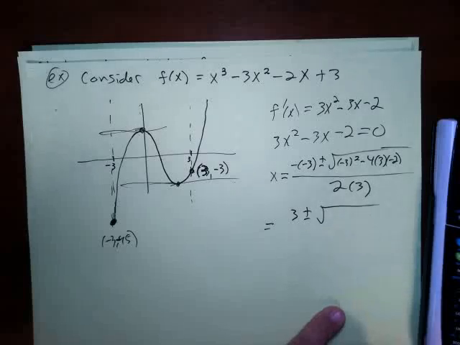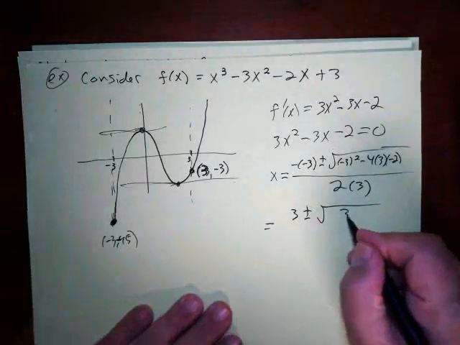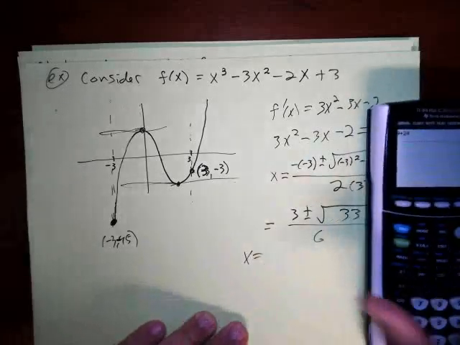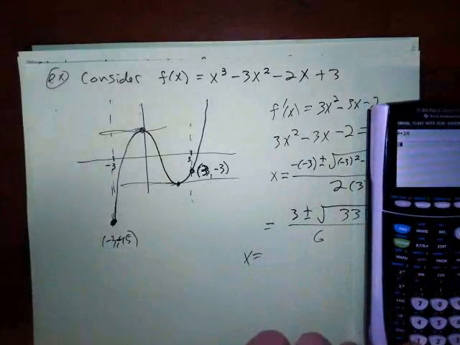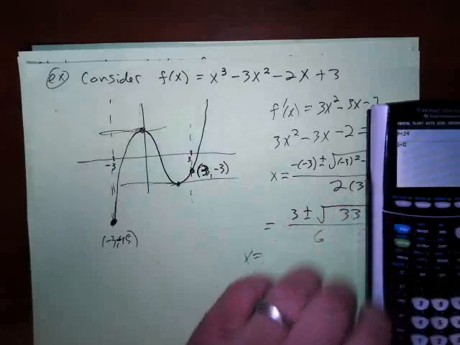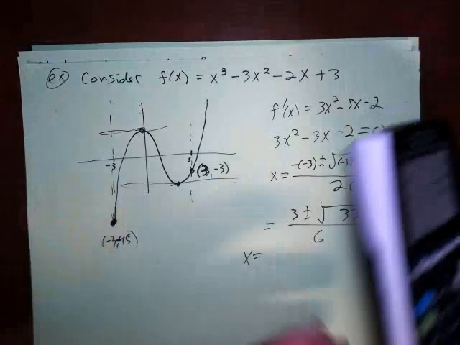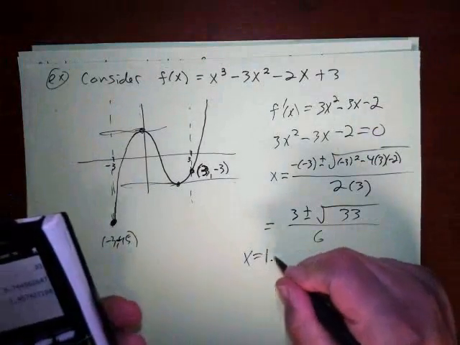Let's see, 9 plus 24. So this is 33 all over 6. So I'm going to get 2 solutions here. So 3 plus the square root of 33 divided by 6.